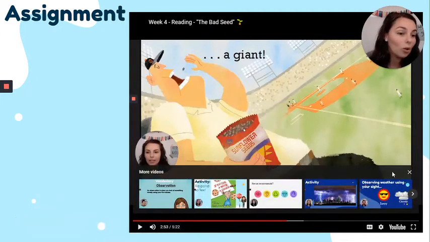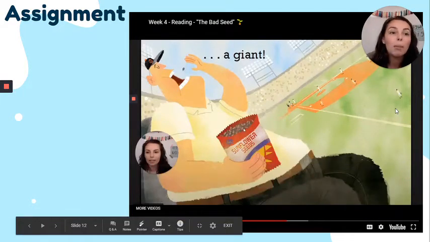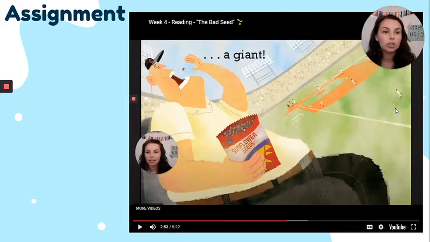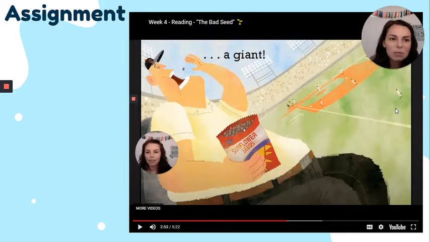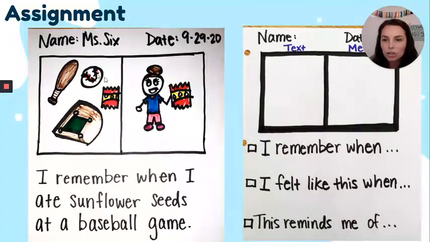So we read this whole book yesterday, so you might remember it, but you're going to watch it again on your own so you can pick a page that you want to make a connection to. Miss Six picked this page because I had a connection to it. I've been to a baseball game, and I actually was eating sunflower seeds at a baseball game. So I was able to understand this page because I experienced it before.